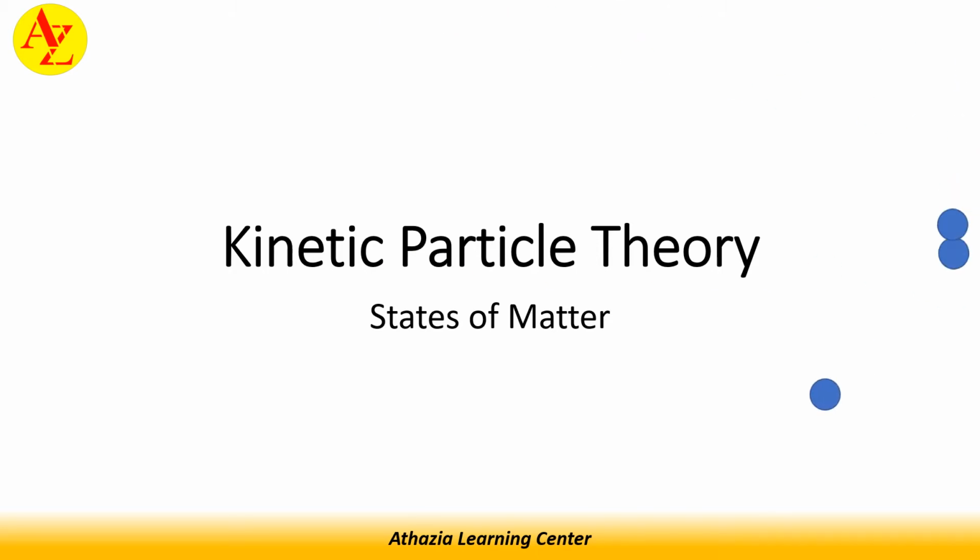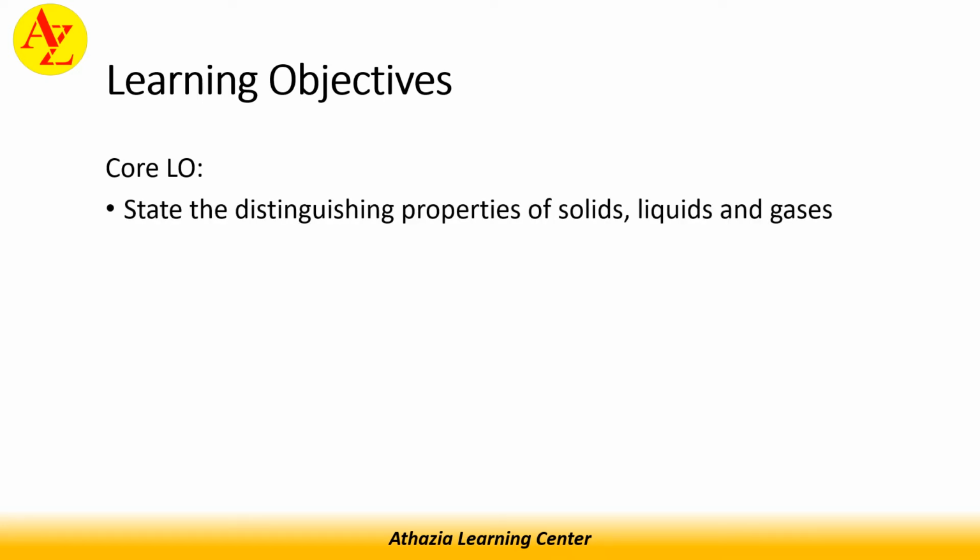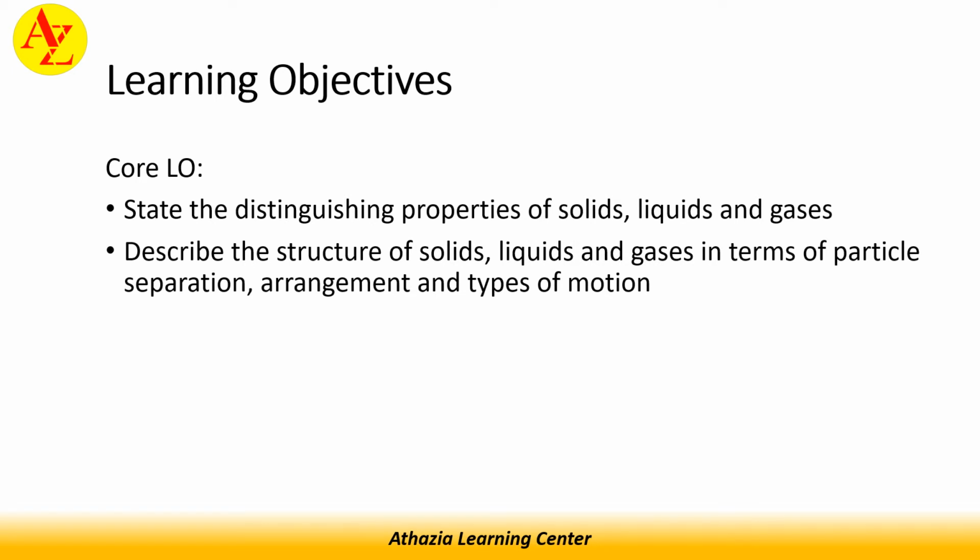Today we will learn about kinetic particle theory and states of matter. These are the learning objectives, or LO, of this chapter. I took it from the Cambridge IGCSE syllabus. The first is to state the distinguishing properties of solids, liquids, and gases. Second, describe the structure of solids, liquids, and gases in terms of particle separation, arrangement, and types of motion. Both LO are for core.